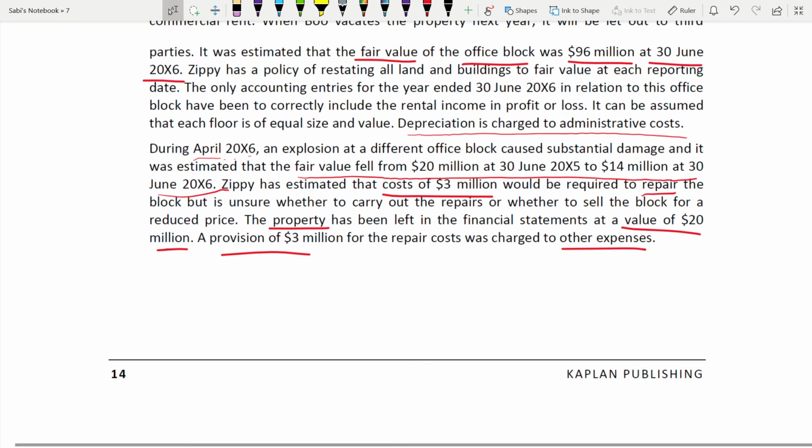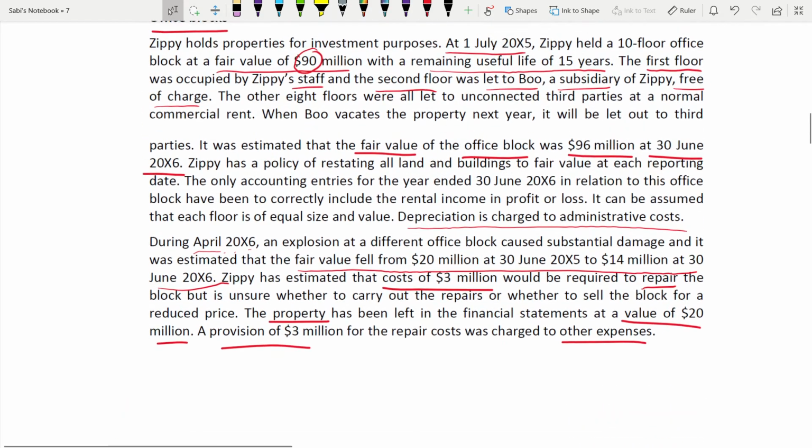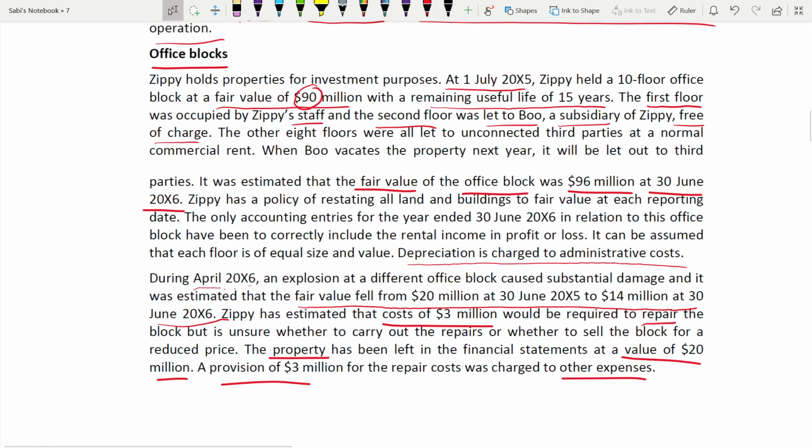So if you see here, they told fair value fell from 20 million to 14 million. You see, it fell from 20 to 14 million. That's why 6 million loss. And also the property has been left in the financial statements at a value of 20 million. The last sentence says that.